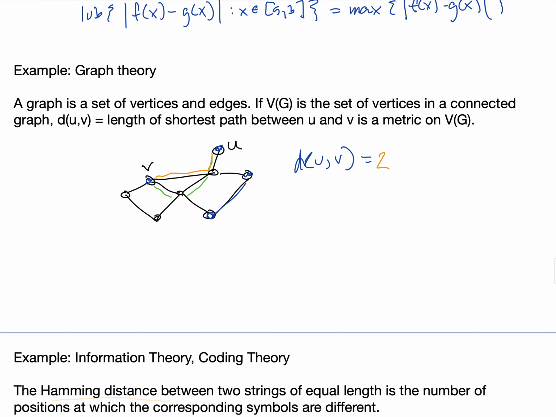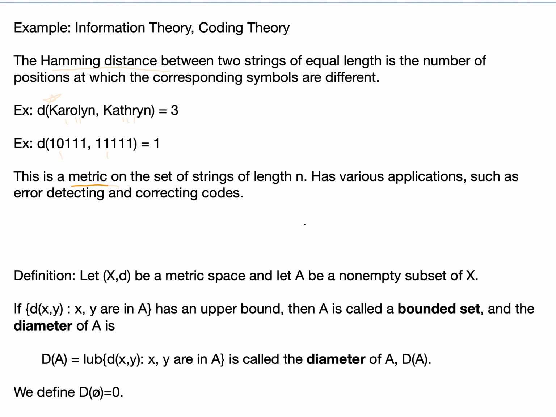Here's another example. In information theory or coding theory, the Hamming distance between 2 strings of equal length is the number of positions at which the corresponding symbols are different. So these strings could be from our alphabet, or they could be strings of zeros and ones or whatever.